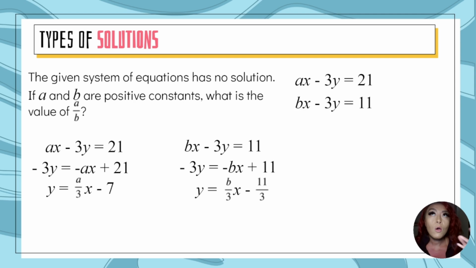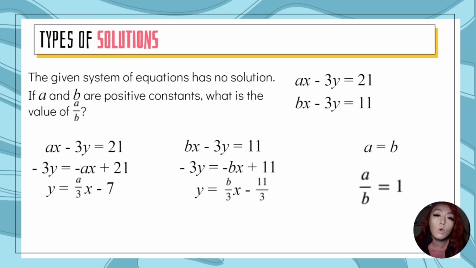So how are a over 3 and b over 3 related? Well, we know that these two lines are parallel, which means they have the same slope. So that means a over 3 is equal to b over 3 because they must be the same. And if a over 3 is equal to b over 3, that means a is equal to b. Now, if a is equal to b, then a over b has to equal 1. Anything divided by itself is equal to 1.